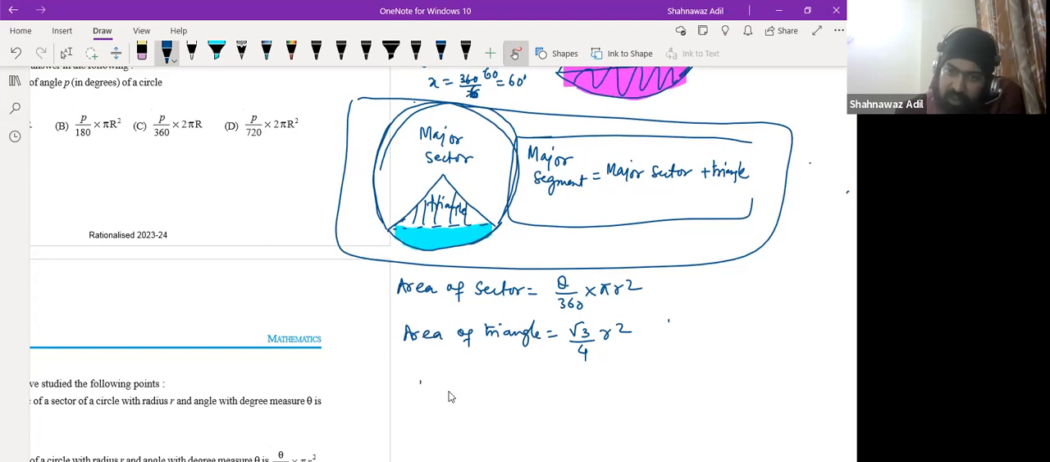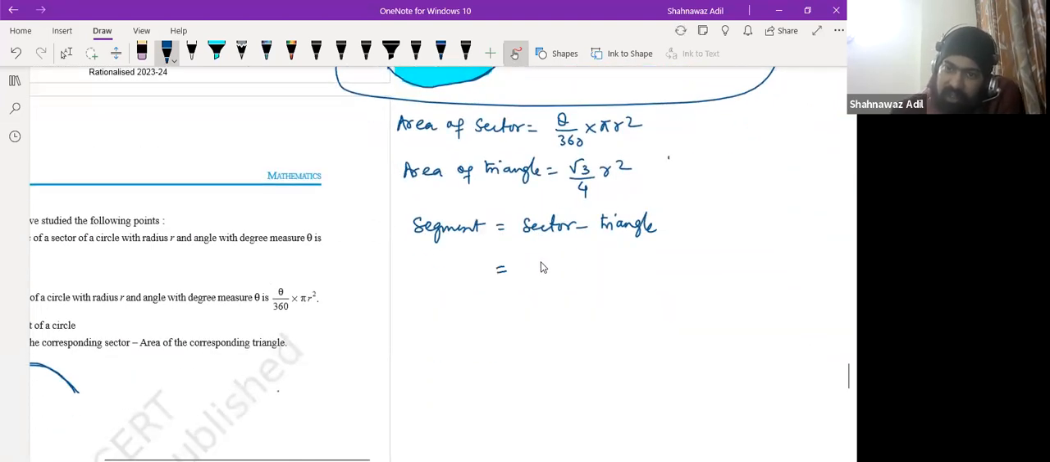So by putting these values, what would be the value that we will be getting? Segment is sector minus triangle. So if we put this value, theta we have got 60 by 360 and pi r square minus root 3 by 4 r square. So this cancels, right? And then we can take out r square common. So r square common, this is pi by 6, and then this is root 3 by 4.